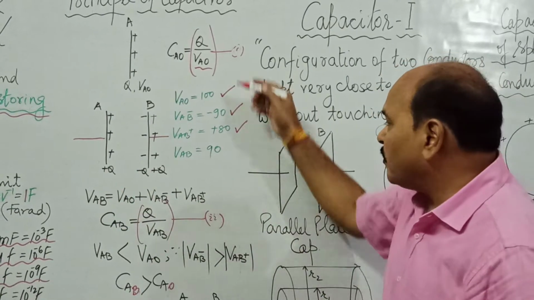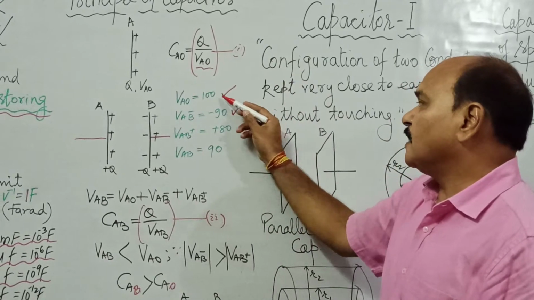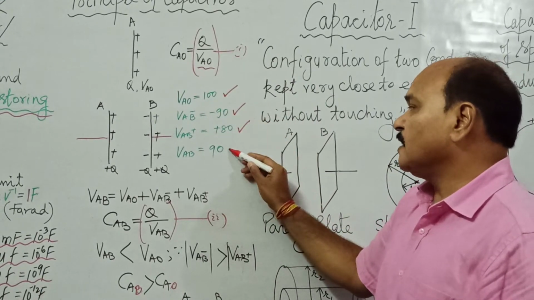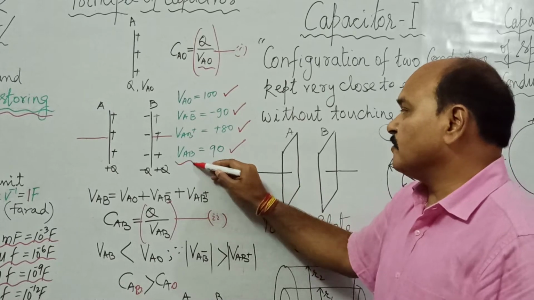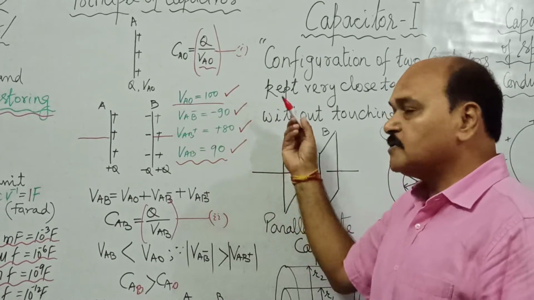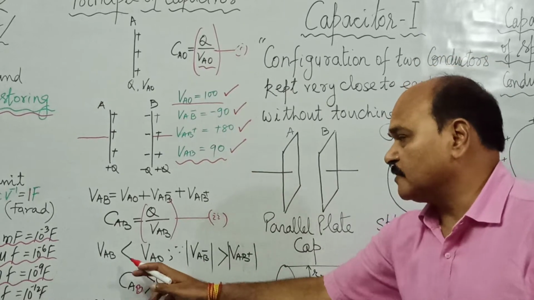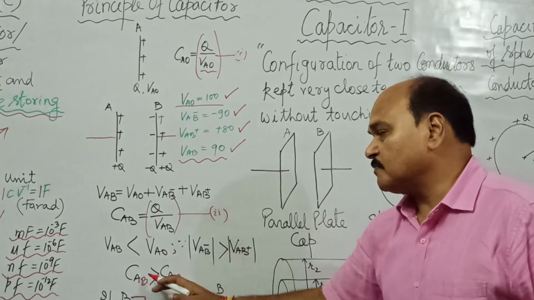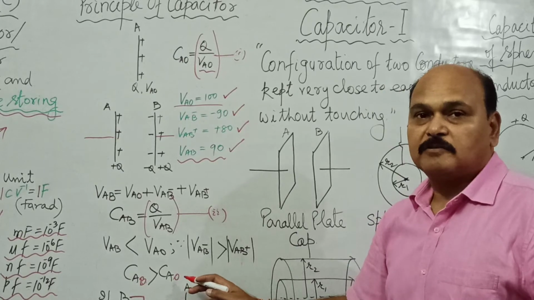Now, if we sum up all, 100 minus 90 plus 80, what do we get? 90 unit. So what is this 90 unit? Is this 90 unit less than 100? Of course it is. And this is what is written as VAB is less than VA0. That is why CAB is greater than CA0.